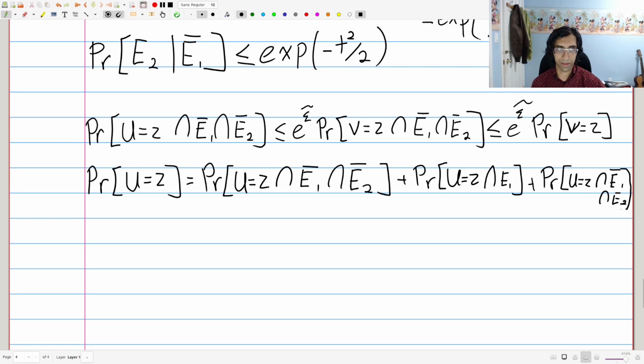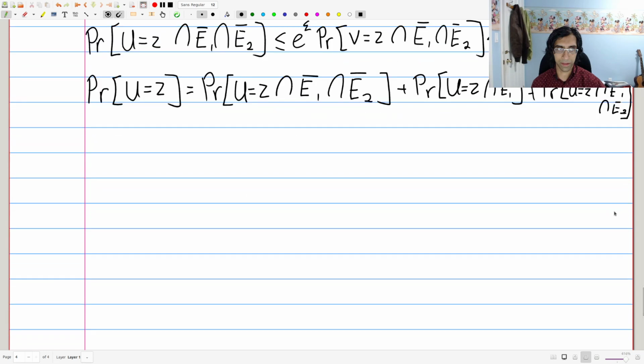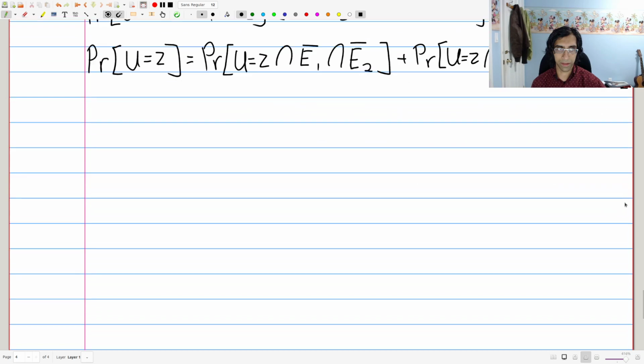Okay, now this might seem a bit arcane. We kind of took the intersection with three different events. Why is this the right thing to do, or why is this even true? Why is this an equality? Well, it's the law of total probability.